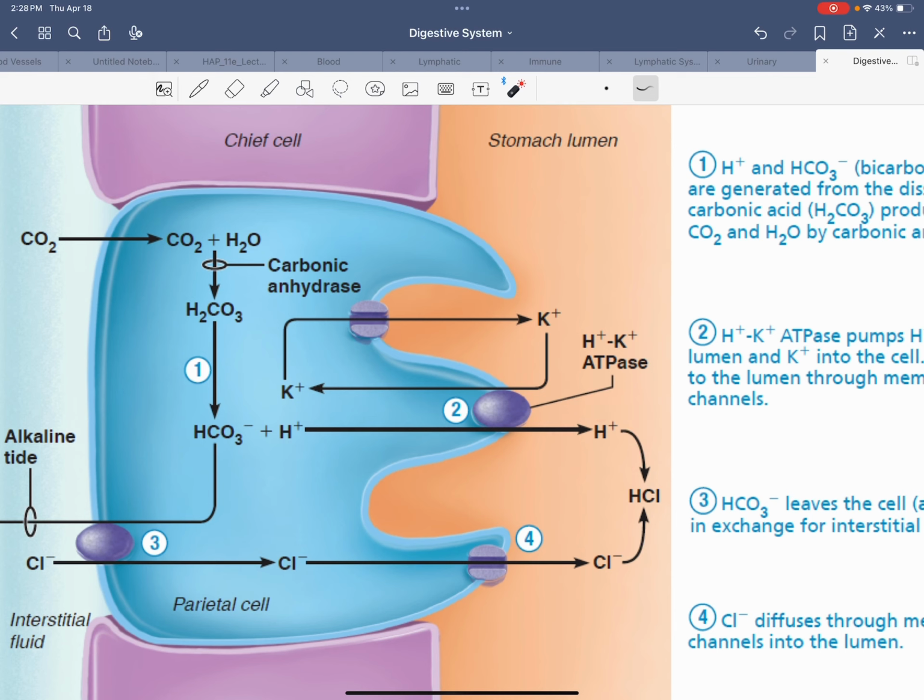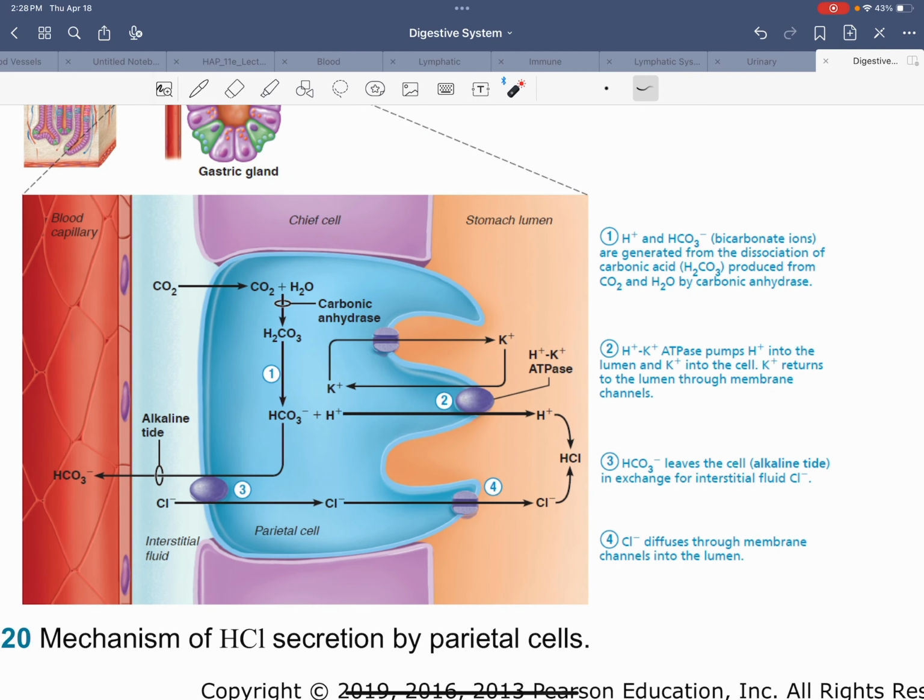But what happens is that we have another system down here. So what happens here is the bicarbonate is going to leave the cell. It's often called the alkaline tide. So the bicarbonate that I made here is going to leave the cell, okay, and will be picked up eventually by the blood over here. But it's an antiport system again, that as the bicarbonate moves out, chloride is going to move in. And then the chloride basically crosses the cell and will exit through diffusion at this end.